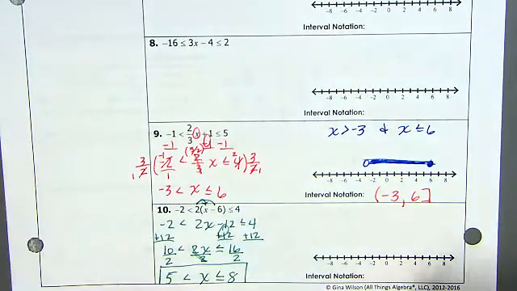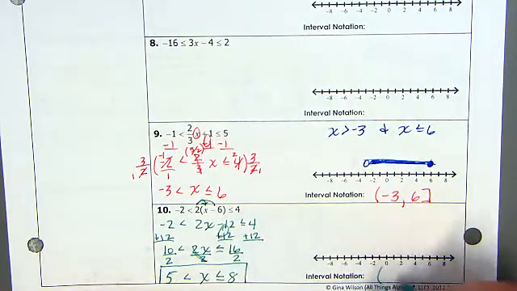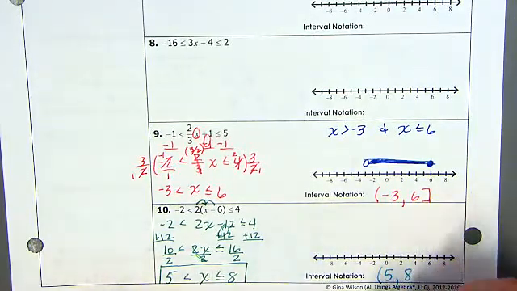And now I can do my interval notation. I can go straight to doing my interval notation. So that's not equal to, so that's a parenthesis. So it's going to be parenthesis 5, comma, 8, because these are my extremes. And then it's equal to, so it's going to be a bracket.